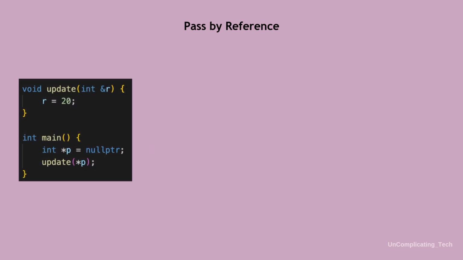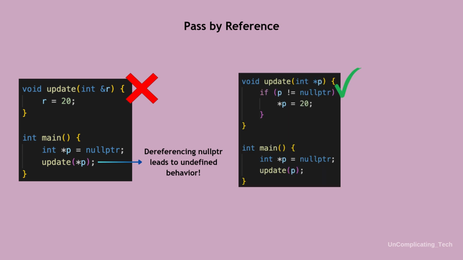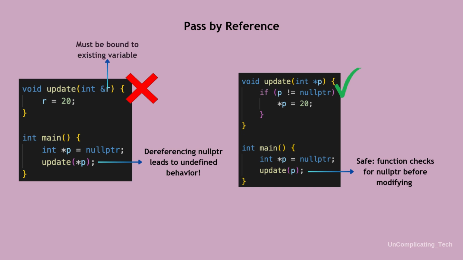If you pass by reference, you have to make sure that the variable will never be null. If you think it might be null, then pass it as a pointer, as we did earlier. Because, unlike pointers, references must always be bound to an existing variable. They cannot be null because they do not store memory addresses like pointers do.